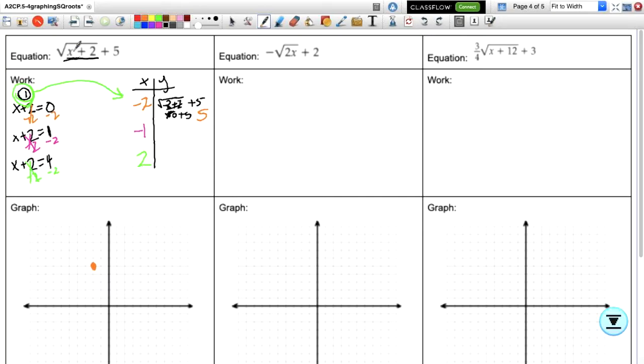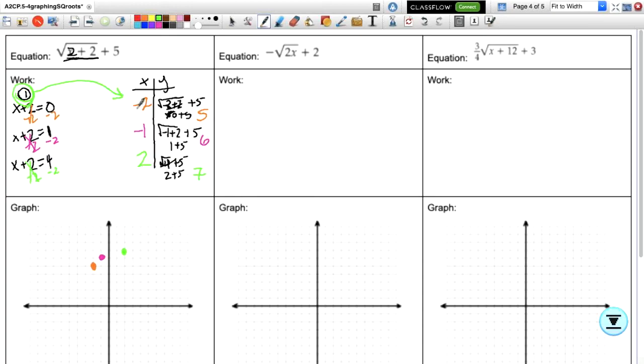Let's take a look at negative 1. So we'd plug in a negative 1 here. So we have square root of negative 1 plus 2, and then a plus 5 on the outside. Well, negative 1 plus 2 is 1, so I have square root of 1, which is 1, plus 5 is 6. So I'm going to go over negative 1, up 6. And then my last one is a 2 here, so I'll put a 2 right there. 2 plus 2 is 4, so I technically have square root of 4 plus 5. Well, the square root of 4 is 2, so I end up with 2 plus 5, which is 7. So my coordinate pair is over 2, up 7.